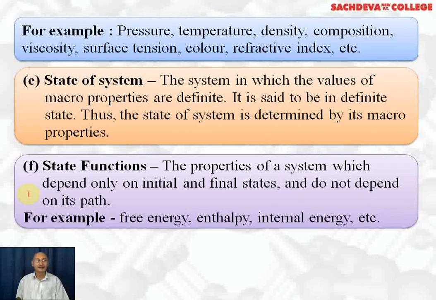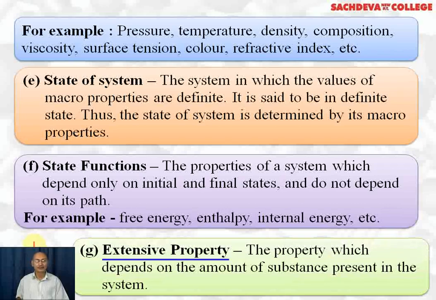Path functions are those which depend upon the path. Work done is a path function. Heat absorbed is a path function. How much work will be done will depend upon the path. For example, if you want to open a cold drink bottle without a bottle opener, the work done will be very high. But if you do it with the help of a bottle opener, the work done will be less. So Q and work are path functions; they depend upon the path or the way the work is done. So we have differentiated between state function and path function.